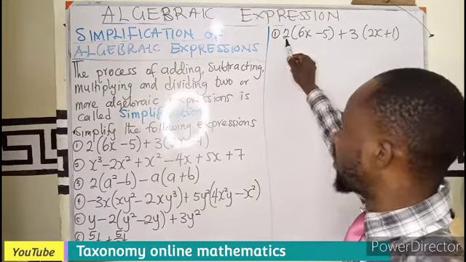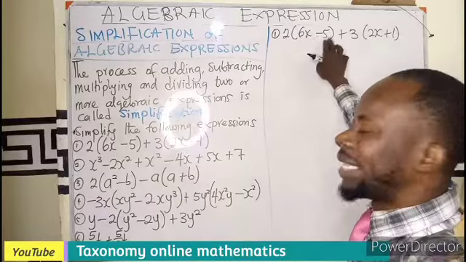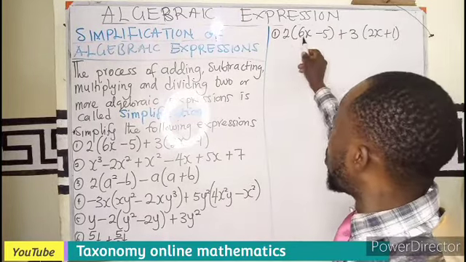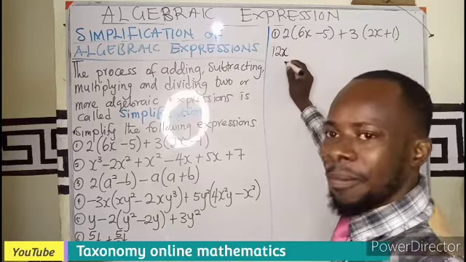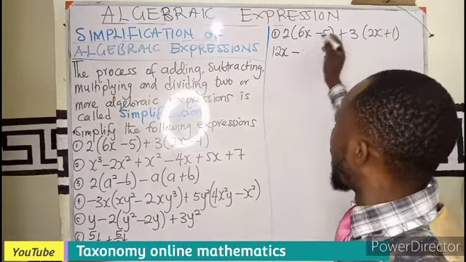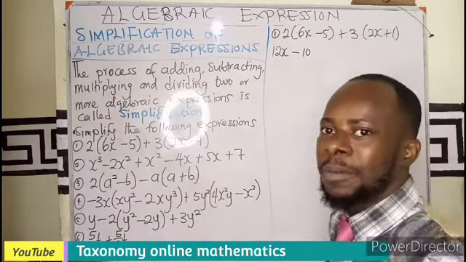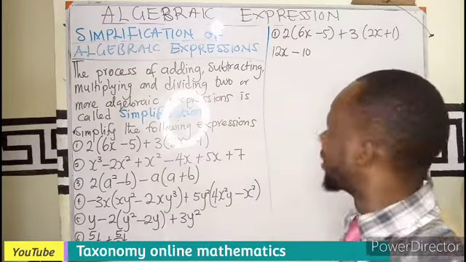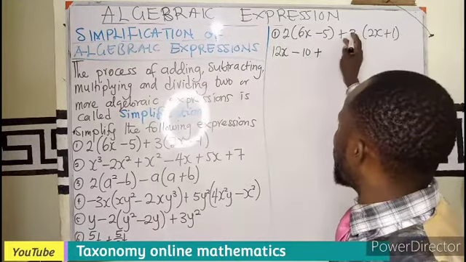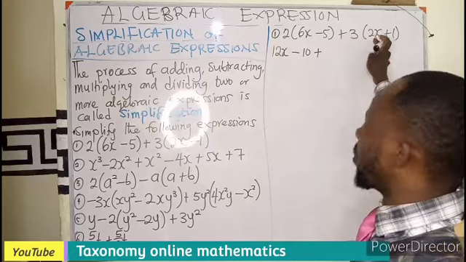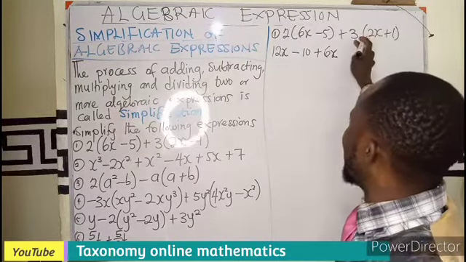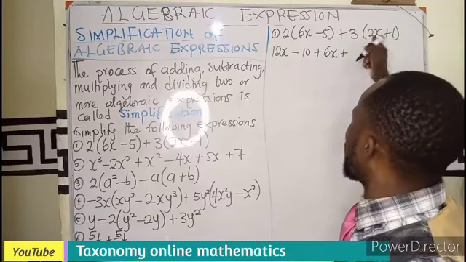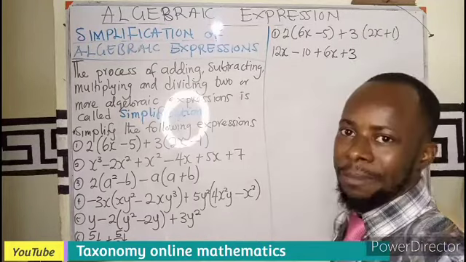So I am going to distribute the 2 on each of the terms in the bracket, meaning 2 will multiply 6x to give me 12x. 2 will in turn multiply 5 to give me what? 10. So the first bracket is open. Then we bring our operator plus. This is also multiplying 2x to give me 6x. Then this will in turn multiply 1 to give me 3.